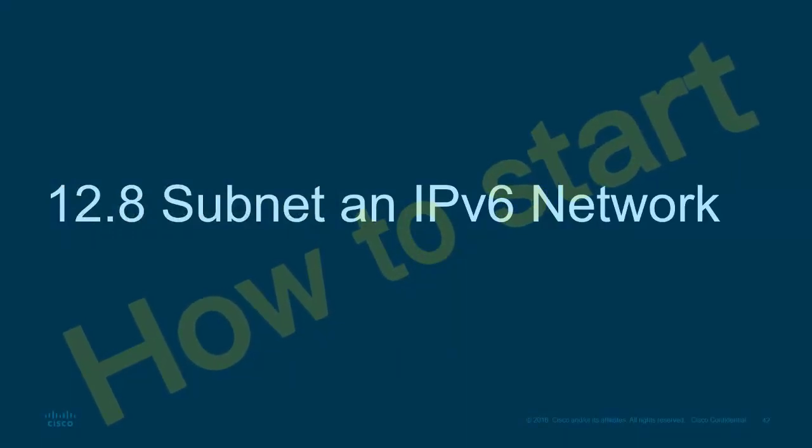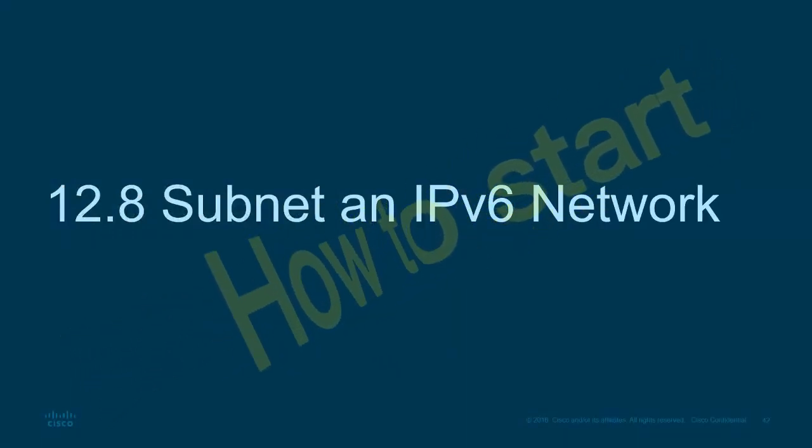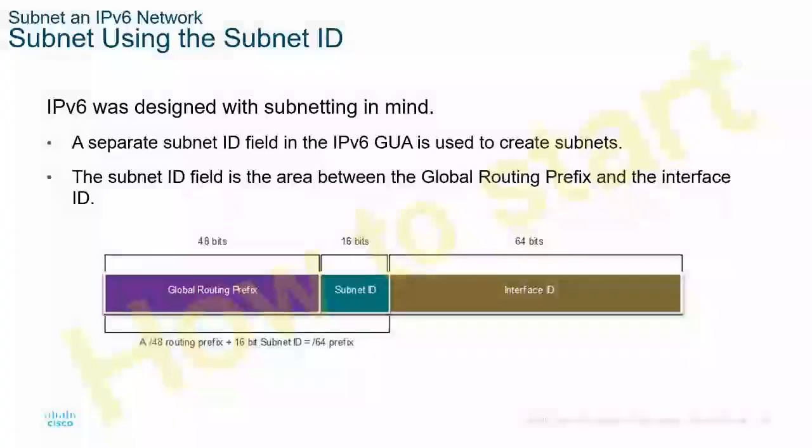Moving on, we have subnetting for an IPv6 network. Again, we've already talked about the 64-bit prefix and the 64-bit interface ID. The prefix is made up of the global routing prefix and the subnet ID, and that will determine the overall 64-bit prefix. Basically, a separate subnet ID field in the global unicast address is used to create the subnets.